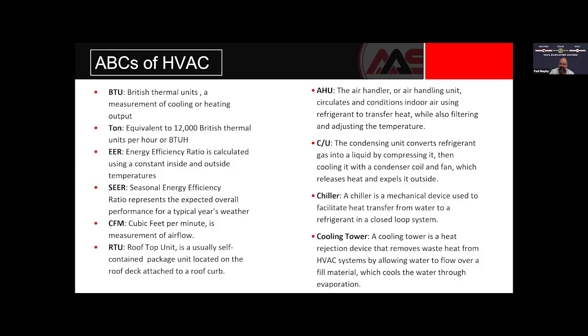Going from there, we have EER, which is your energy efficiency ratio. The more common one you hear is SEER, which is seasonal energy efficiency ratio. The difference between the two is that one is just a constant temperature inside and out, and SEER calculates for the typical weather changes throughout the entire year. So you're going to have your winter, your fall, your spring, and your summer temperatures in that calculation.